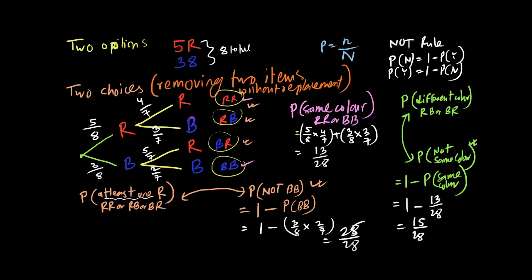If you had done the calculation with this, you would end up with the same value, 25 by 28. And similarly, if you had done the calculation with different color, you will end up with the same value of 15 by 28. So this is how it goes. So this is two options, and you're removing two items without replacement.